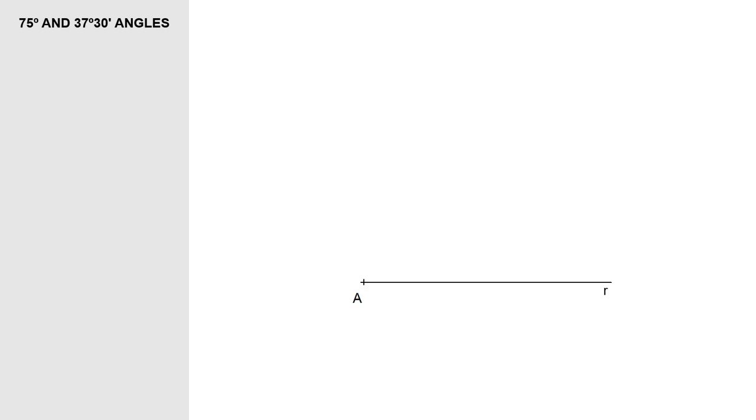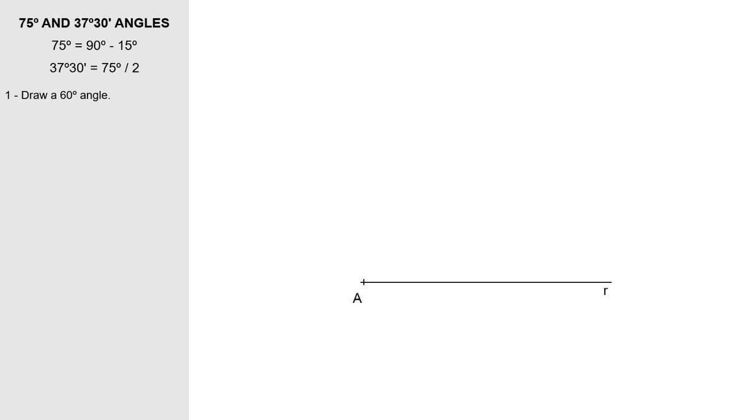Let us see in this video how to draw the 75° and the 37° 30-minute angles using the compass and the straight edge only. The 75° angle can be drawn in many different ways, such as the angle bisector of the 150° angle, but in this case we are going to do it in another way, subtracting a 15° angle from a 90° one. And the 37° 30-minute angle is going to be found as the angle bisector of the 75° one.